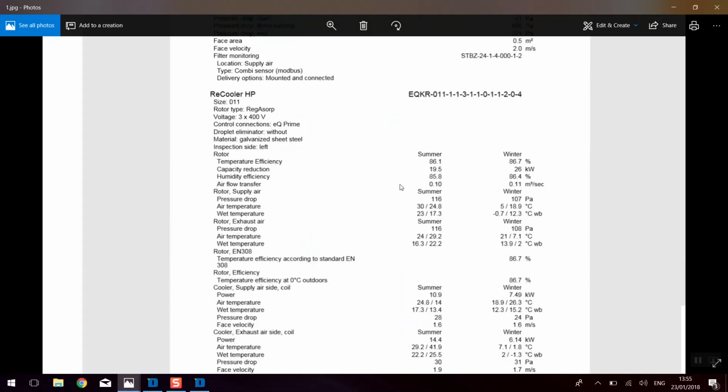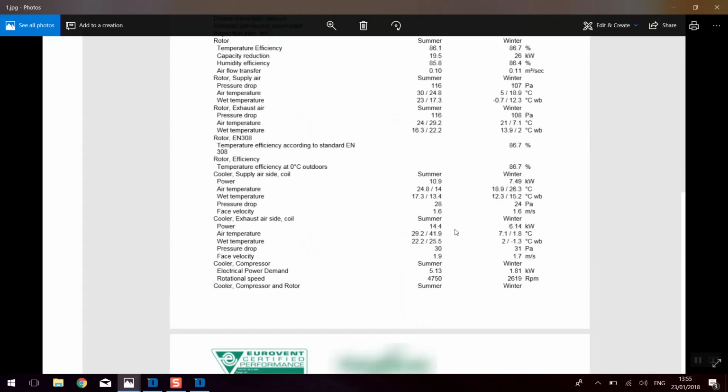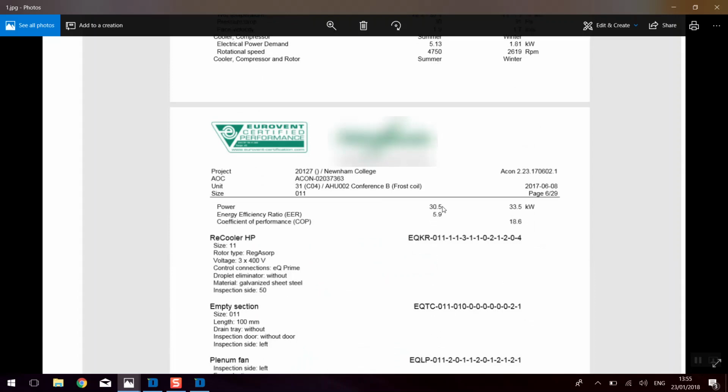and here you can see that this rotary wheel looks like a sorption type because we have a very good humidity efficiency. So everything here is okay. Then we go to the data for the heat pump.